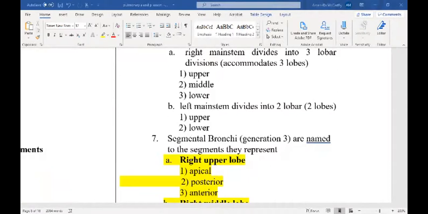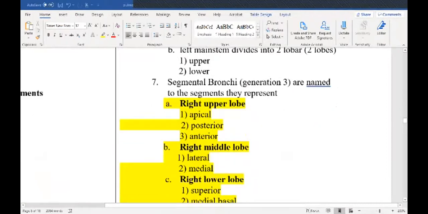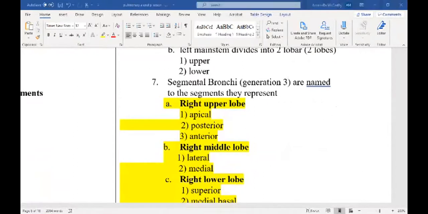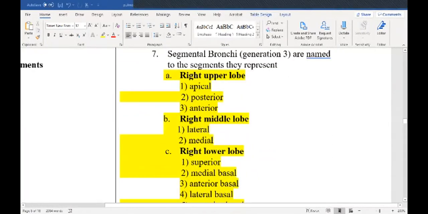You have to memorize. That's why I got it highlighted. And it's a lot, guys. That's why I said a lot of people find different ways to memorize them. Songs, we coming up with all kind of stuff to memorize them. But these are the segments of the lungs. Each lobe has its own respective segments, okay?